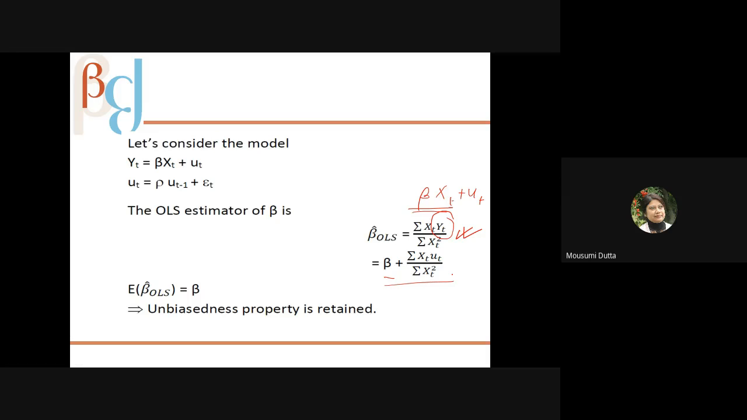Now, if this is the format of beta hat OLS, and if you take expectation of beta hat OLS, it will be expectation of beta plus summation xt expectation of ut divided by summation xt square. So this second part will be equal to 0 as expectation of ut is equal to 0. Okay, so expectation of beta hat OLS is still equal to beta. So the unbiasedness property is retained. Unbiasedness property is not disturbed in presence of autocorrelation. It is not disturbed at all.